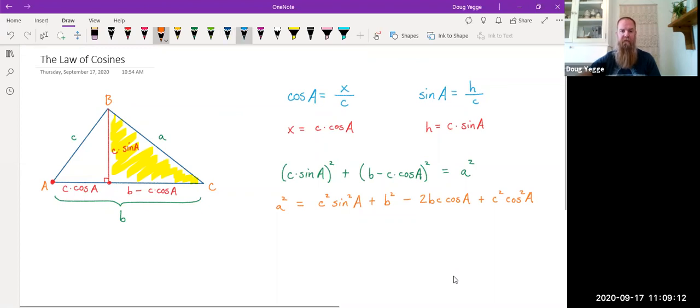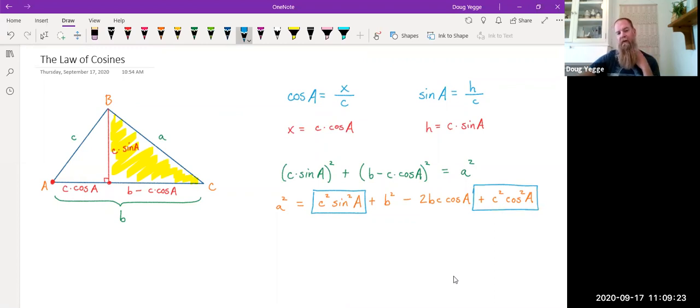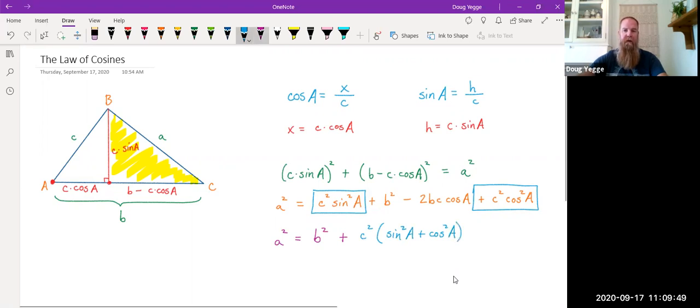But we're going to look at a couple of terms here and realize that this term and this term both have a common C squared. So why don't we rewrite this then as A squared equals B squared, which is right here, plus, but then why don't we factor out the C squared from those two terms, and notice that I'm left with sine squared A plus cosine squared A. And finally, minus 2BC cosine A, which is the last term.